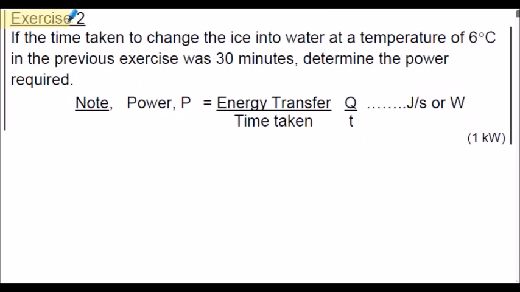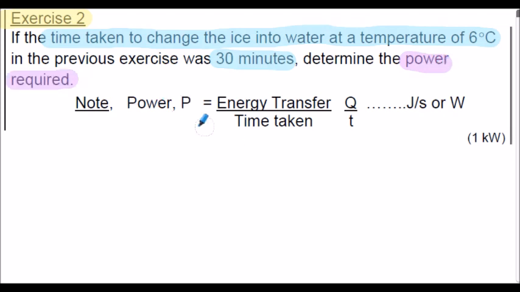Here's exercise 2. It's actually a continuation of the problem in exercise 1. It's based on the latter part of example 1. So we're given in this question the time taken to change the ice to water at 6 degrees C was 30 minutes. We've got to calculate the power required. They've given us the equation for power. P is equal to the energy transferred, that's Q from exercise 1, divided by the time taken given in the question. Answer for power is shown in the bracket here.